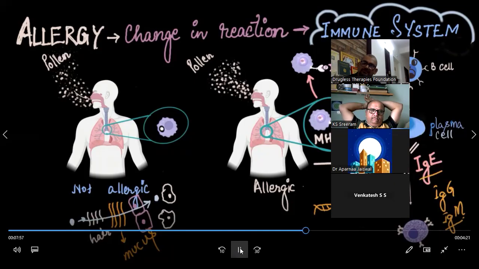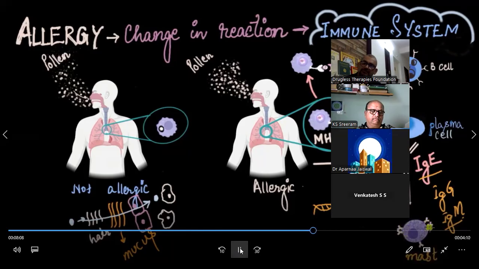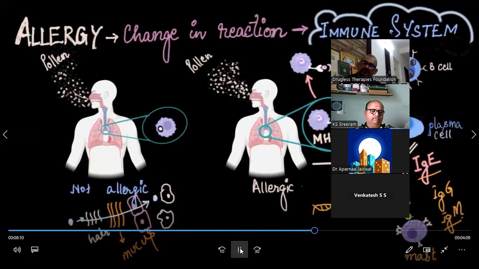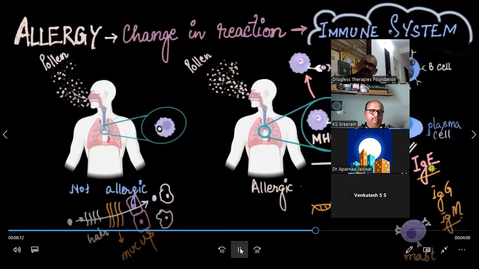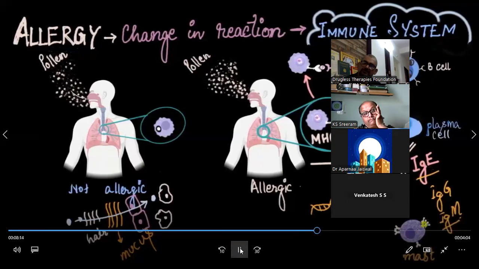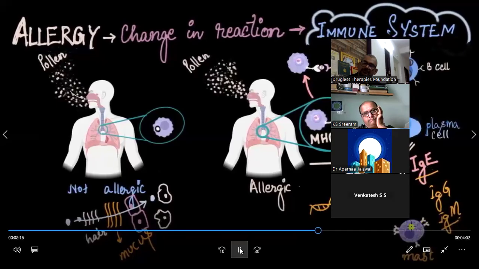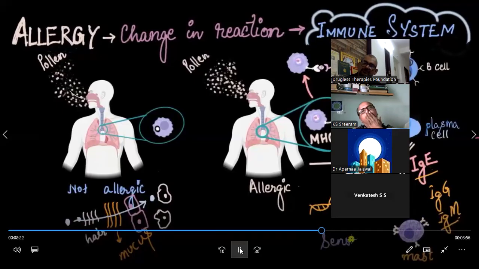But here, the IgE goes and binds to a special type of immune cell called the mast cell. And this mast cell has special receptors on top of it that have very high affinity for IgE antibodies, and IgE goes and binds to these mast cells. Now these mast cells are said to be sensitized. Now, can you guess why?